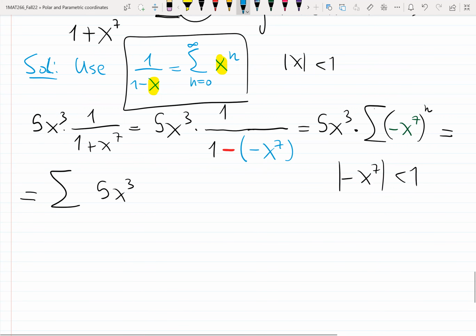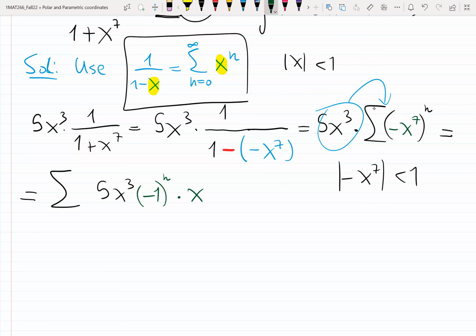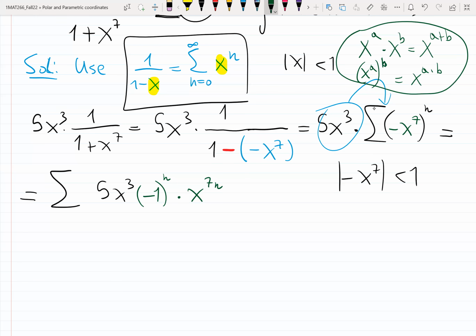5x cubed went inside of the sum, like so. It's a product, so we can just distribute it. Minus 1 to the n times x to the 7 plus n, or 7 times n. That's important not to make this mistake. Which one is correct? Who's paying attention? 7 times n. Thank you. So times n. Make sure you remember that x to the a times x to the b gives you x to the a plus b. But x to the a raised to the b gives you x to the a times b. Very quick, 5 seconds, and I remind you.